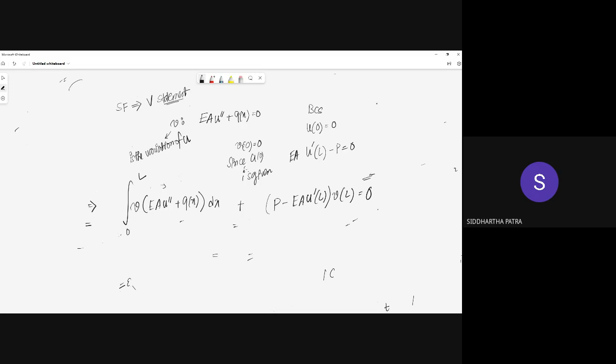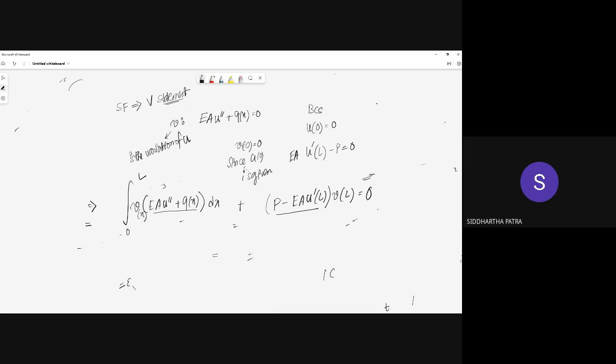Now you see, this quantity is 0. You can multiply this with anything, that should be 0. This quantity is 0 between 0 and L, so you can multiply with any function of x and integrate over 0 to L, and this should be 0.